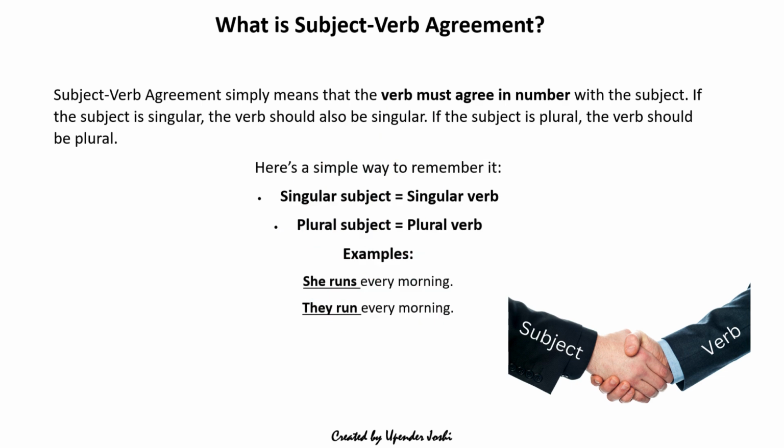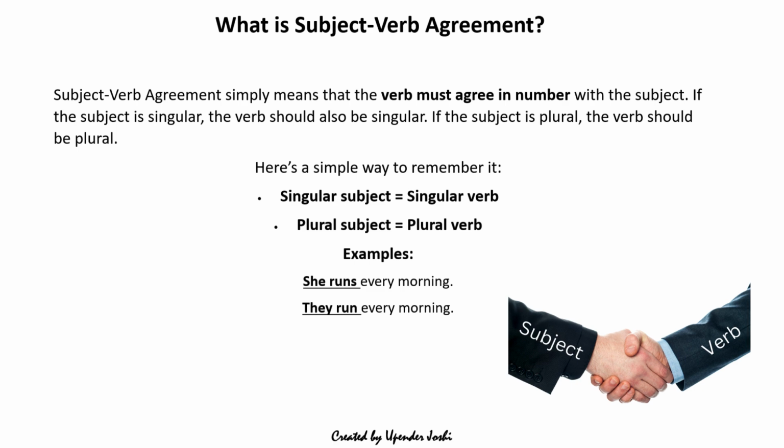What is subject-verb agreement? The subject of a sentence is the person, place, thing, or idea that performs the action, while the verb tells us what action is happening. Subject-verb agreement simply means that the verb must agree in number with the subject. If the subject is singular, the verb should also be singular. If the subject is plural, the verb should be plural.